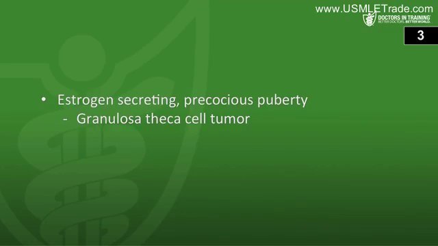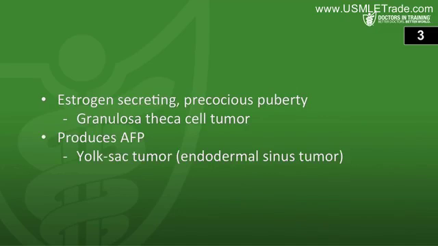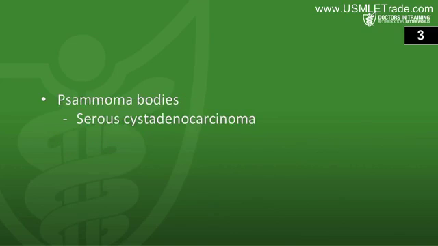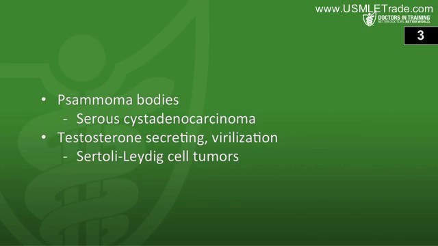So first we have estrogen secreting, precocious puberty. Think of a granulosa theca cell tumor. Next, produces AFP or alpha fetoprotein. Think of a yolk sac tumor, also referred to as an endodermal sinus tumor. Next, we have Psammoma bodies. Think of a serous cystadenocarcinoma. And then we have a testosterone secreting tumor, also leading to virilization. Think of a Sertoli-Leydig cell tumor.